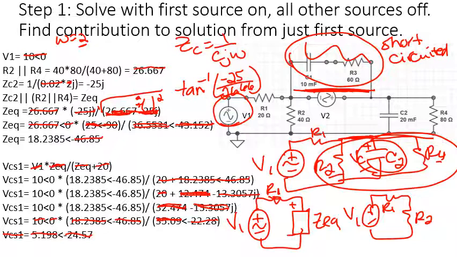Remember, I only had V1 on here. I'm now going to have to do the same thing with just V2 on, and then I can combine those together. But first of all, let's put it as a function of time. So my voltage across that capacitor, C2, just from source 1, so VCS1, I take my magnitude, 5.198, write as a function of time, I write that magnitude, cosine, pull back out my frequency, 2t, minus 24.57.